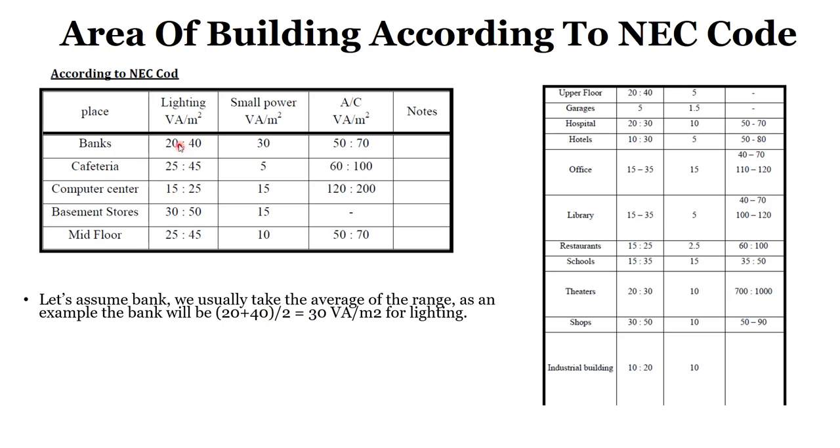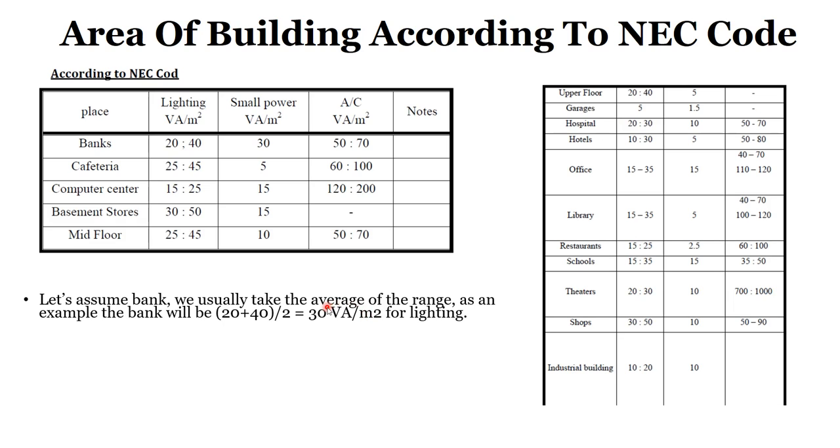As an example, in the lighting, we have 20 to 40. Okay, so what's the value which we can select, volt ampere per meter square? We will select how? By using the average, 20 plus 40 divided by 2. 20 plus 40 divided by 2 gives us 30 volt ampere. 30 volt ampere is between 20 and 40, or the average value. So we are going to select 30 volt ampere per meter square for lighting.